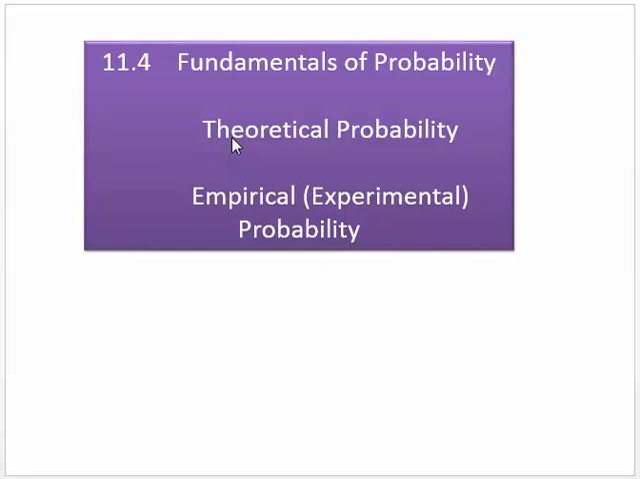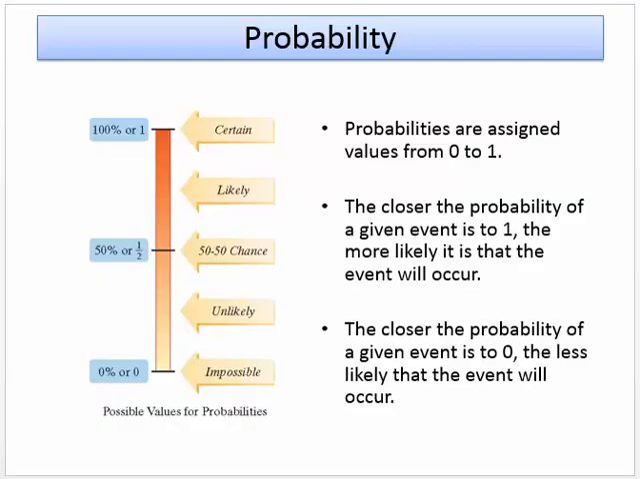Alright, we'll have two other lectures dealing with probability after this one. This one is on basic probability, fundamentals of probability, and we're going to talk about theoretical probability as well as empirical or experimental probability. This might be one of the easiest things you've learned in this class. You're probably familiar with some of the things that I'll be talking about.